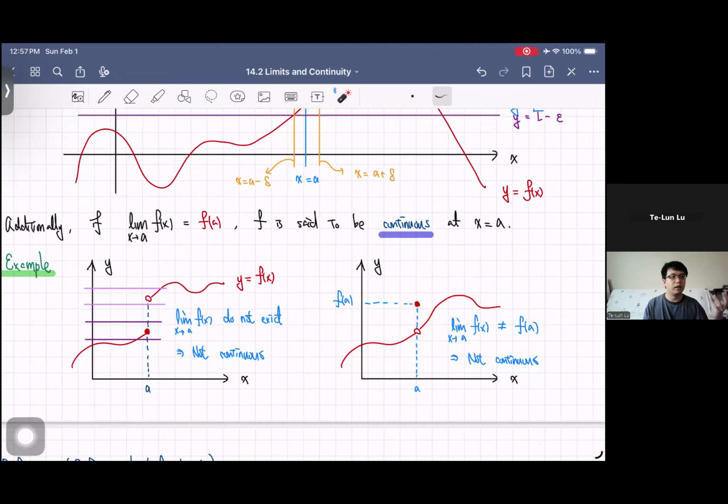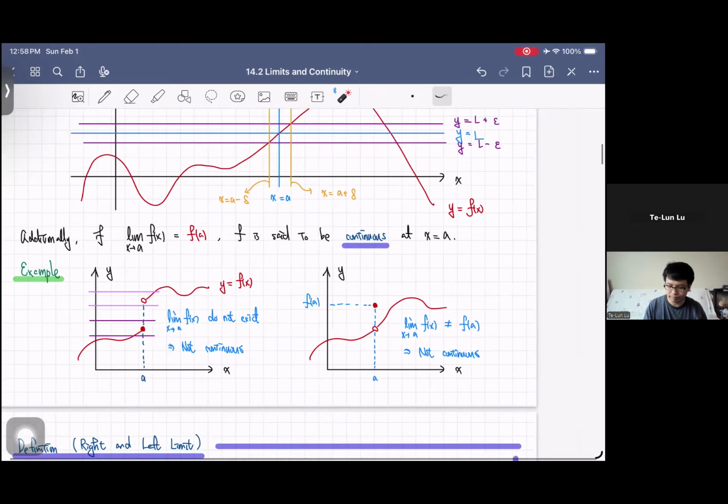So there are two possible scenarios of discontinuity. One case is like this: whenever the limit does not exist, this is called a jump discontinuity. Another case is like this, where a limit does exist, but it does not coincide with the function value. This is called a removable discontinuity. The name is not important, just the scenarios. So we understand that there are two different types of discontinuity.